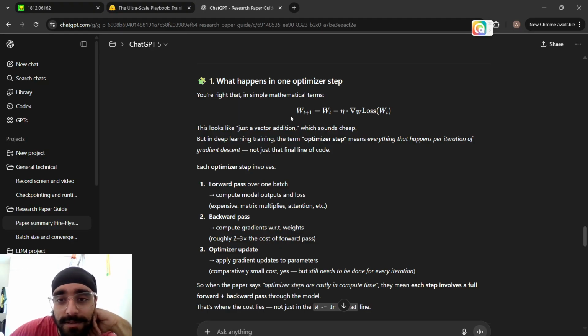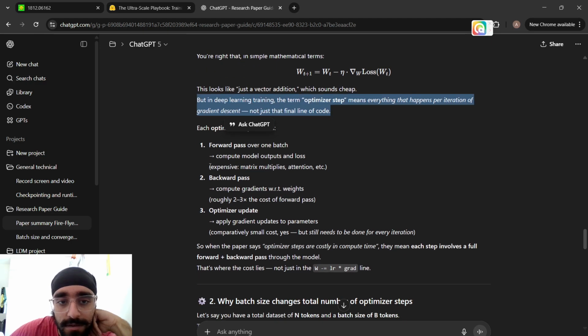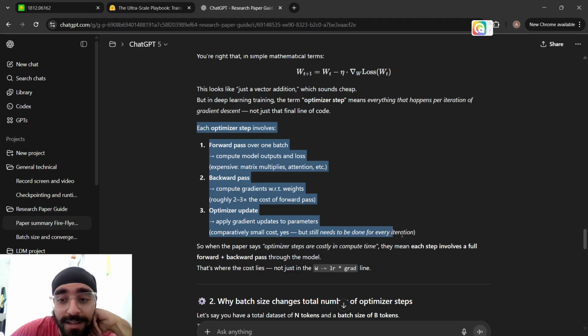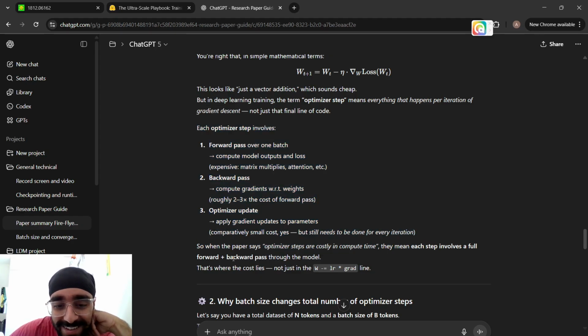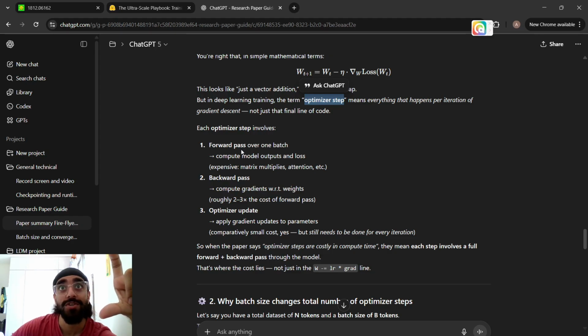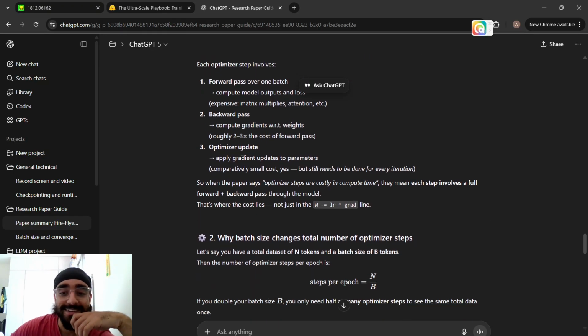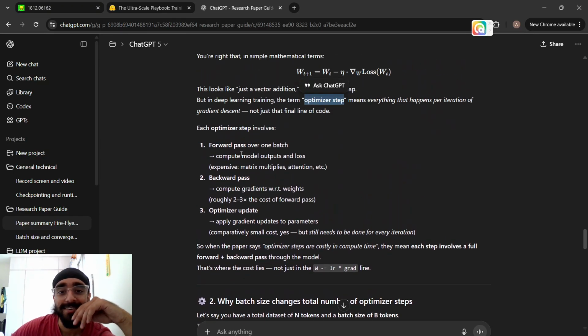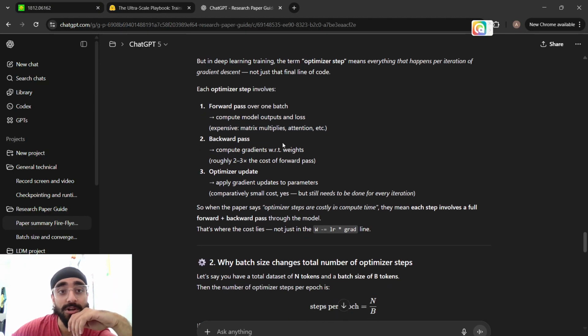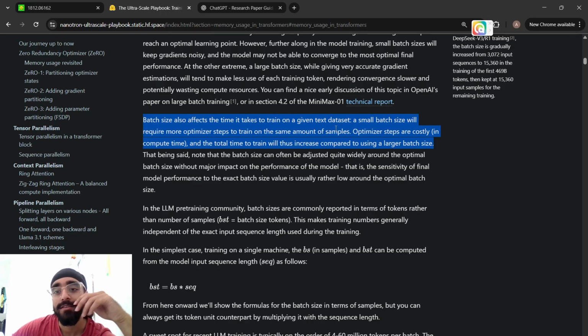Right, that means everything that happens per iteration of gradient descent. Oh, really? So when they say optimizer step, they mean each training step basically. Okay, so a difference in terminology, I would say.